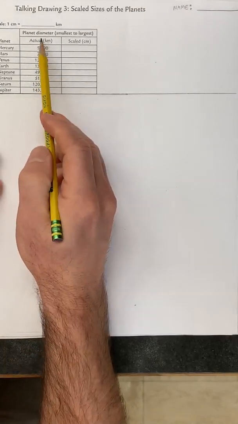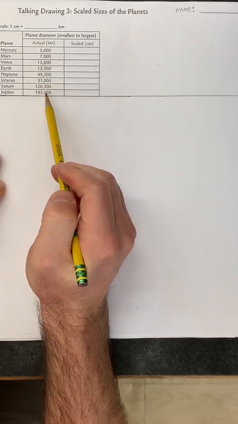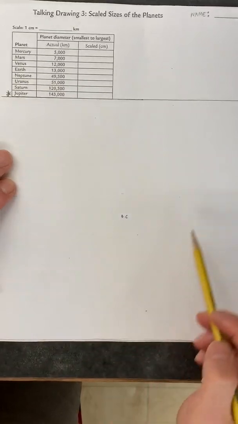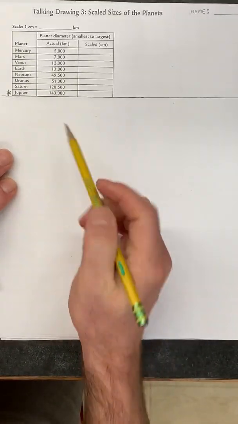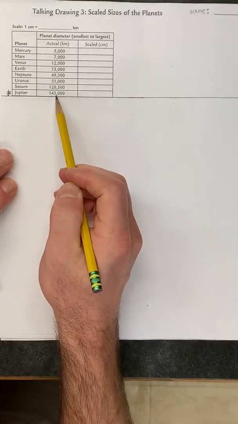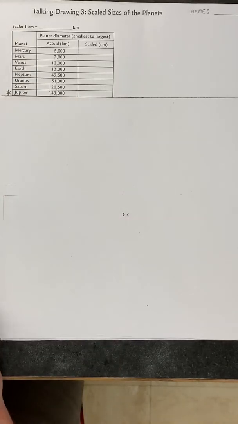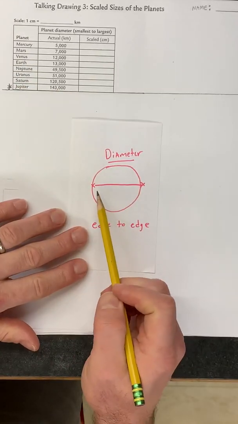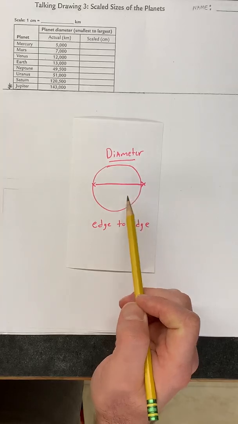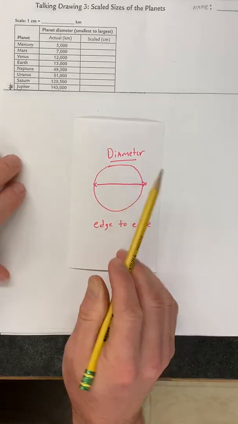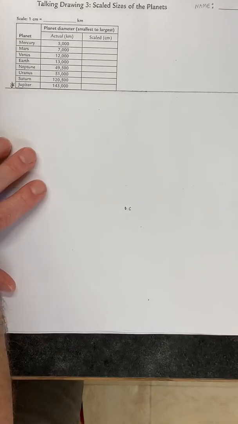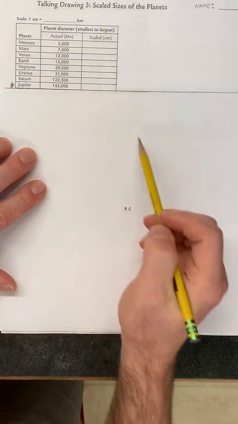Okay. Now, what we need to find is the diameter, and we're going to do a drawing where we have the largest to the smallest on top of each other. So we have to actually get the diameter. The diameter is from edge to edge. That's the distance from edge to edge. Now, we'll get that first by figuring out how much space we have in this area.